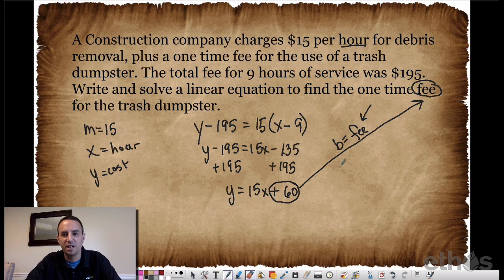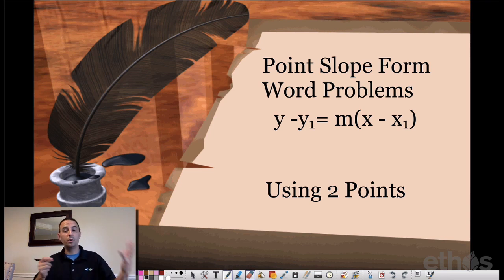It's just their way of remembering, okay, if I got phi, I'm looking for that. If I'm looking for a total cost, I've got y. Okay, now let's build on that. So point slope problems. This is the second half when I have two different points to work with.